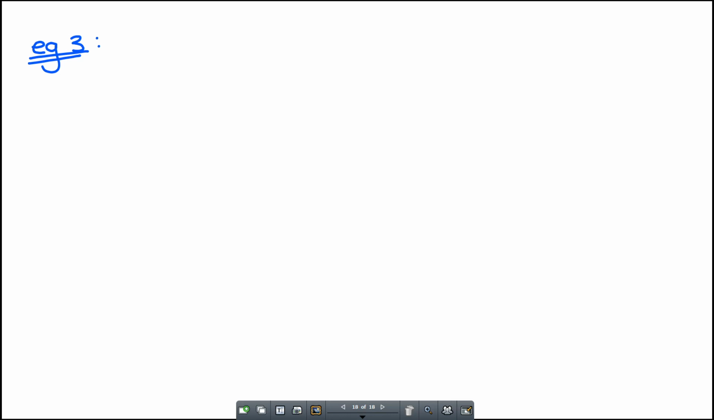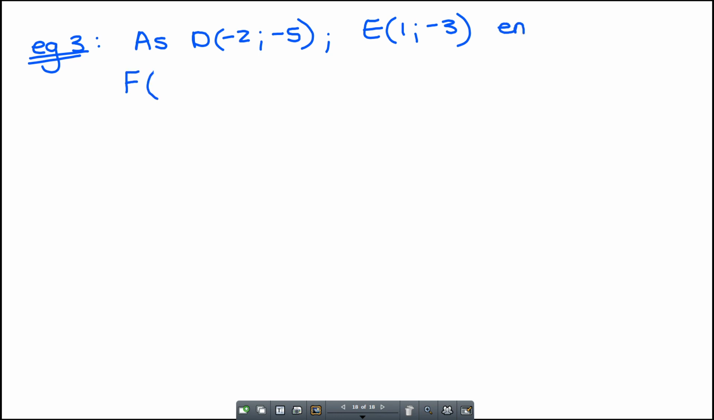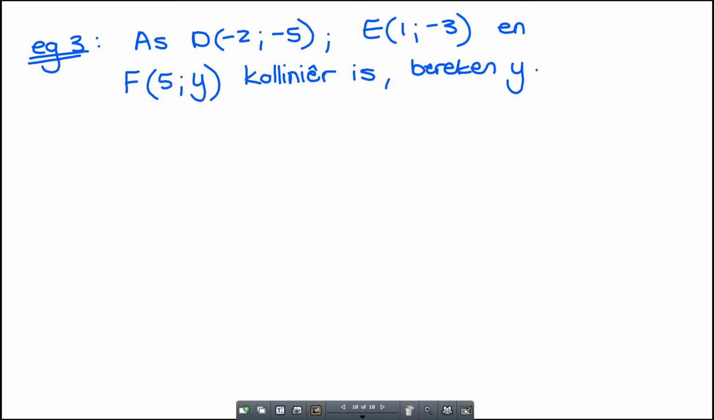Okay, so this part is not on that page. Hierdie moet jy vir my afskryf. Okay, so English people, if D, E, and F is collinear, calculate Y. Okay, soos presies soos daai voorbeeldjie wat ons nou gedoen het, né?